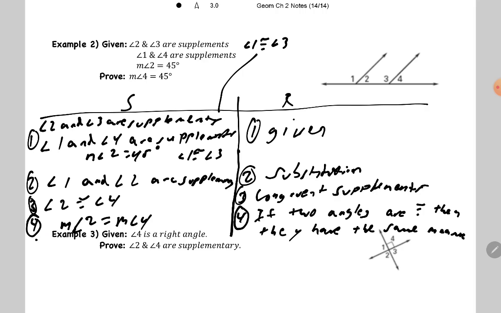And then lastly, substitute: measure of angle 2 is 45 degrees equals measure of angle 4. And that is because, so what I said there, measure of angle 4 is 45 degrees, and that's through substitution. I replace the 45 degrees with measure of angle 2.